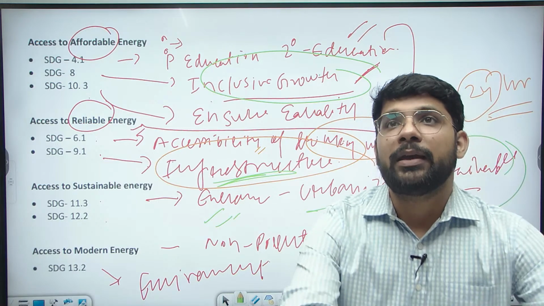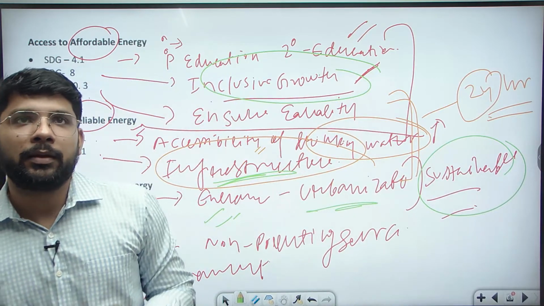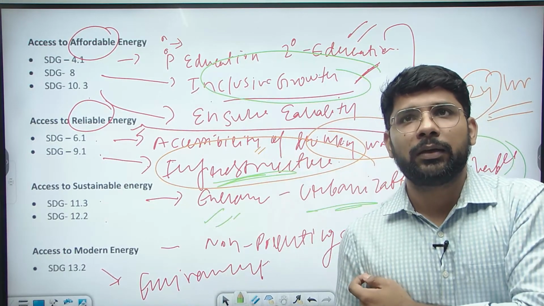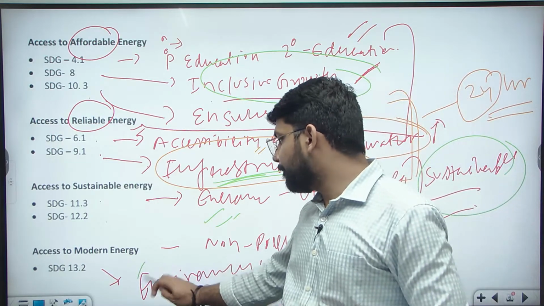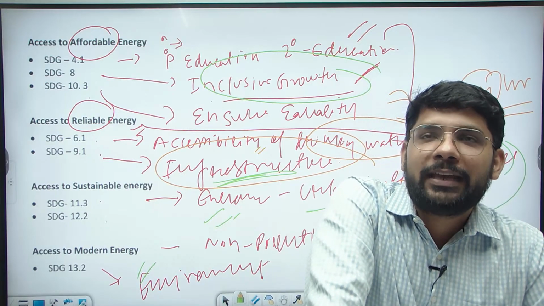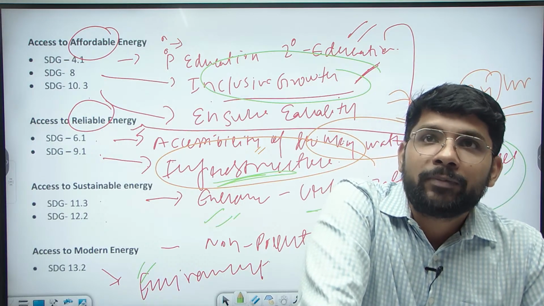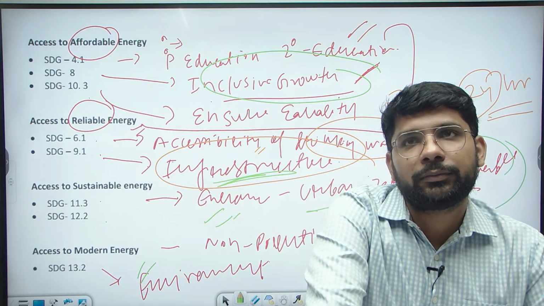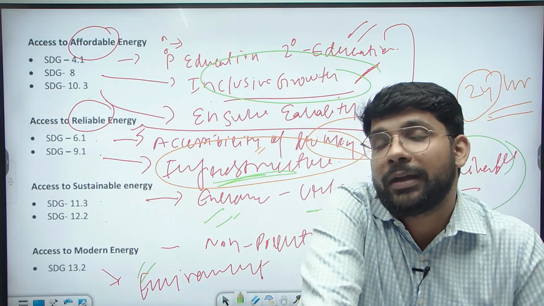Then next is modern energy. Modern energy is specifically related to renewable energy. The types of renewable energy may be solar energy, wind energy, or nuclear energy. These are non-polluting sources of energy, so they save the environment, which is SDG 13. So this is how SDG 7 on energy is linked with the other Sustainable Development Goals, and how it will help achieve them. This was the core demand of the question in the first part.